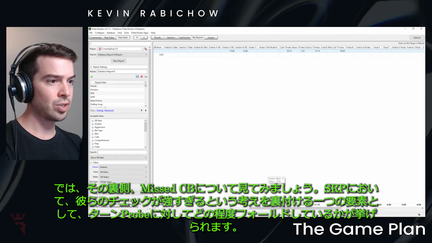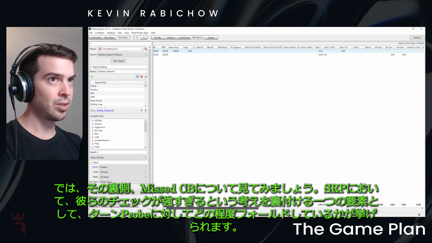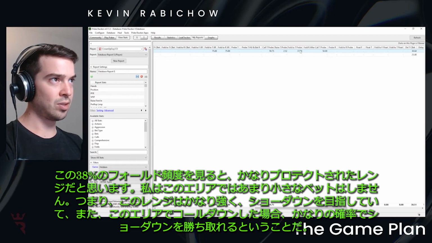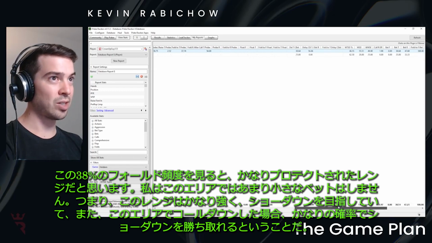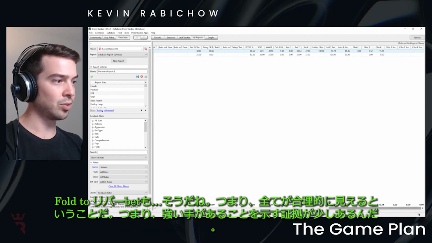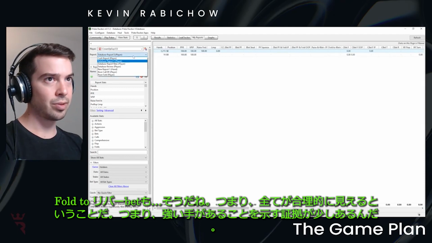So here's the other side of this. We're looking at missed c-bet in single raise pots. One area to look to support the idea that they're checking too strong is how much they're folding to turn probe. So if we look at this 38% fold, it's a pretty well protected range. I don't do a lot of small betting in this area, which means to me that this range is pretty strong, pretty showdown bound. Also winning a fair bit of showdowns in this area when they do call down. Fold to river bet, everything looking kind of reasonable there. So there's a little bit of evidence here that there's some strong hands.